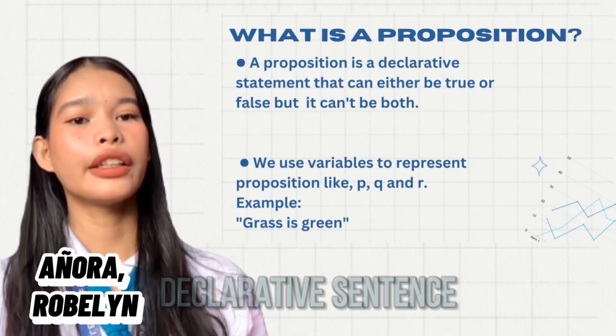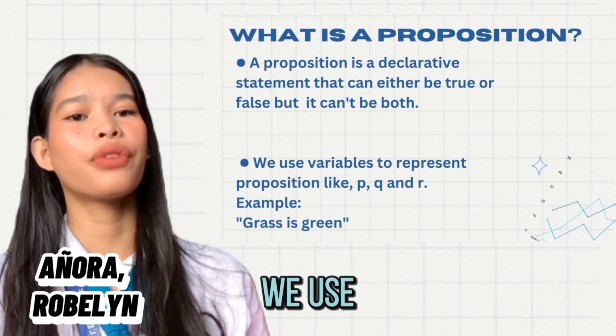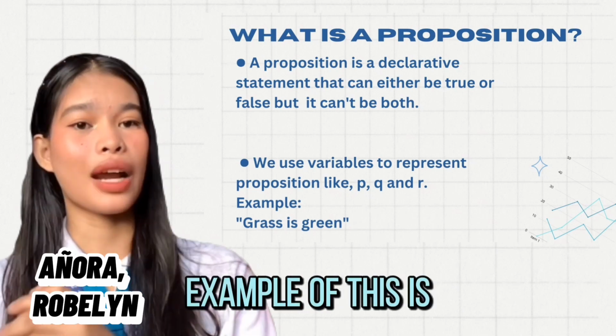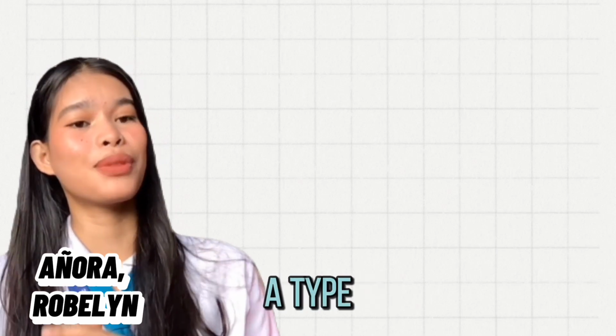A proposition is a declarative sentence that can be classified as true or false, but not both. We use variables to represent propositions like P, Q, and R. An example of this is: grass is green. This statement can be objectively true or false depending on the type of grass I'm lighting.